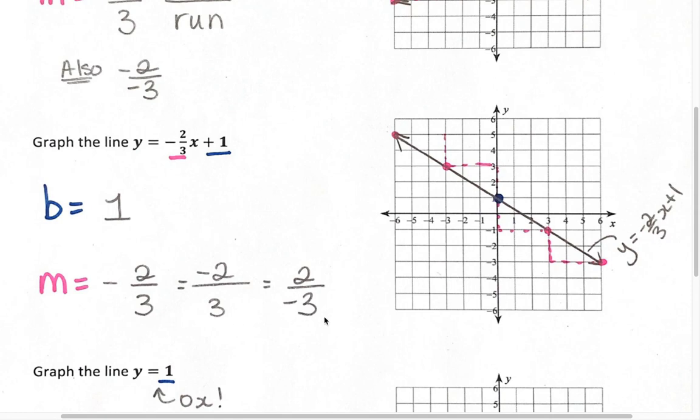And it doesn't really matter which way we write it, as long as we only have one negative. So either negative on the top or negative on the bottom. Negative with my rise or negative with my run. So I'll show you kind of how this works when we transfer it onto the graph.